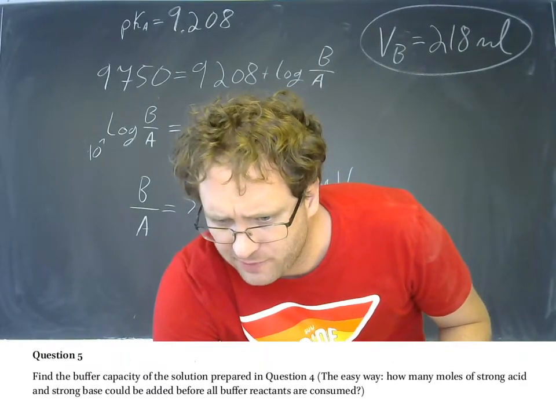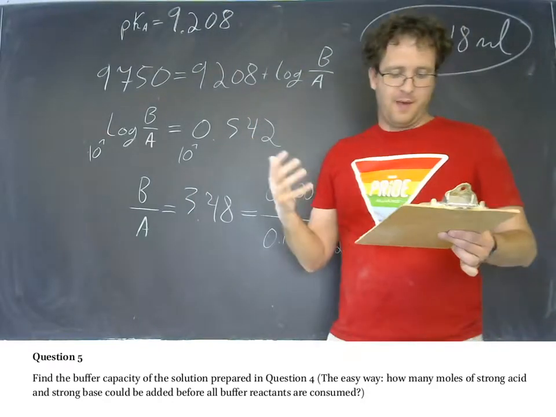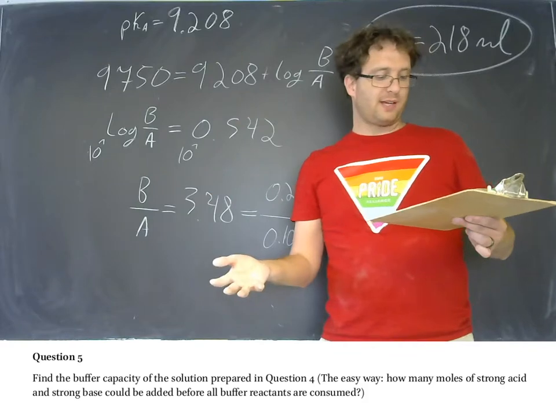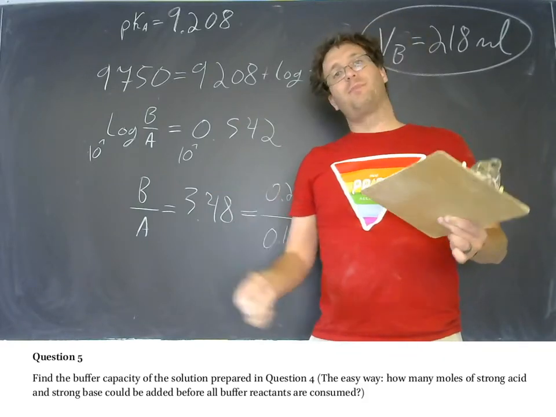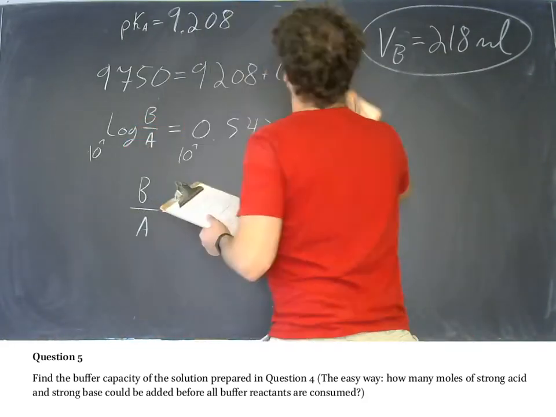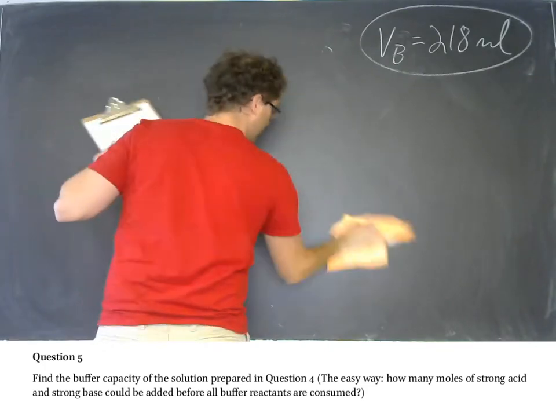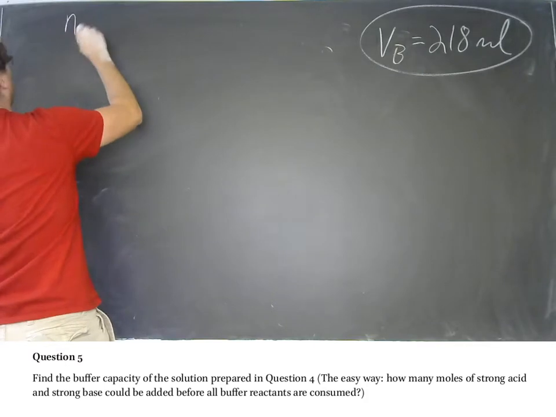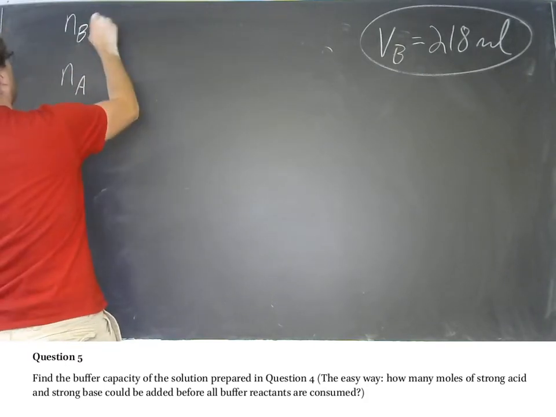Now question 5. Find the buffer capacity of the solution prepared in question 4. And we're going to do it the easy way. That is just how many moles of strong acid or strong base could be added before all of the buffer reactants are consumed. So what we really need to find here is the number of moles of base and the number of moles of acid.